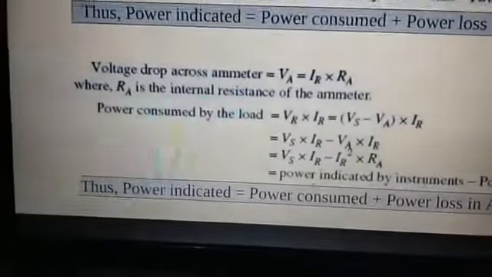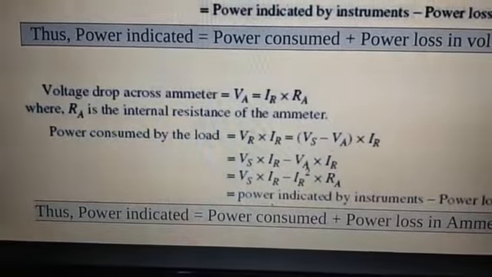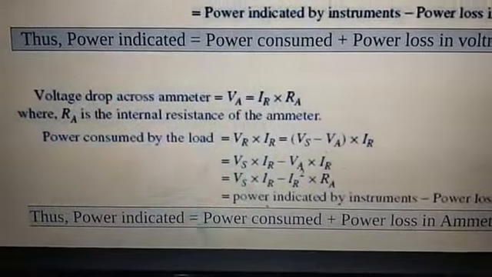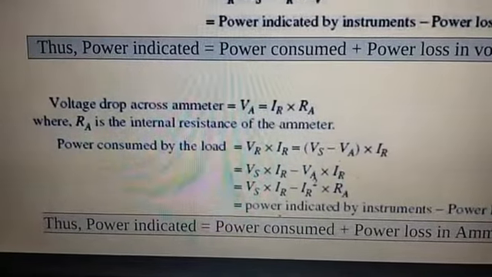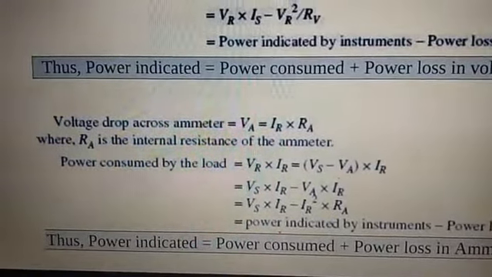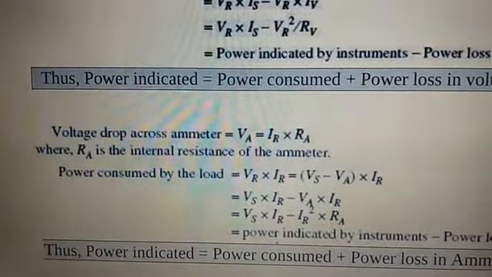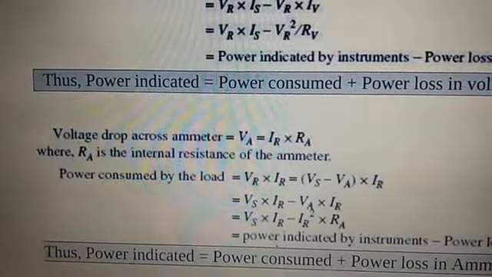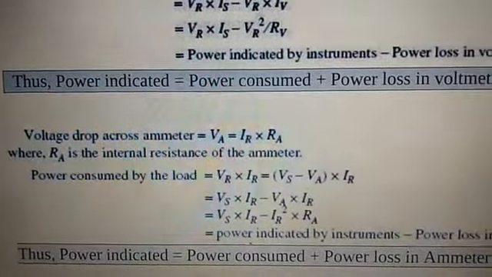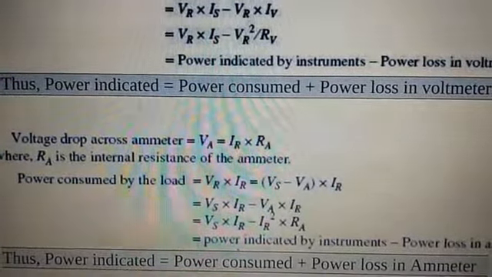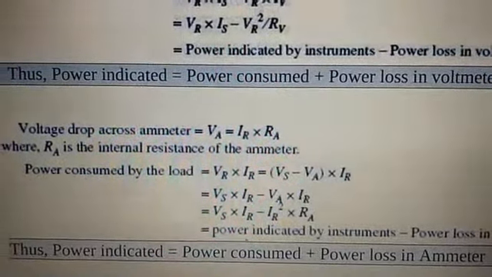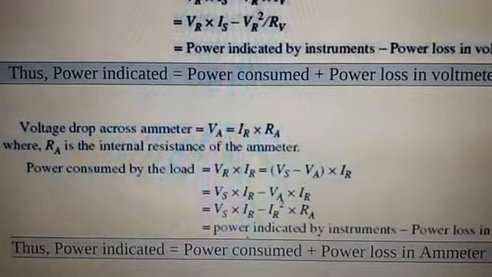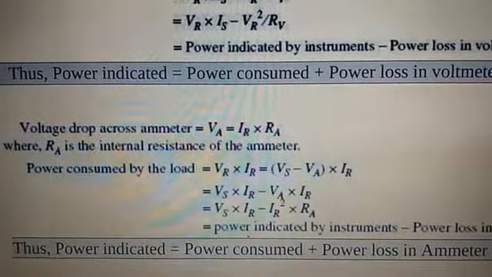In the second arrangement, let us analyze the voltage drop across the ammeter, while in the second case the ammeter is placed after the voltmeter. So VA is equal to IR into RA. Again, RA is the internal resistance of the ammeter. And when we see the power consumed by the load, it is Vs minus VA into IR. So it again indicates that the power indicated is equal to the power consumed plus the power loss in the ammeter. So in the second case, there are losses in the ammeter, and we must take these losses into consideration.